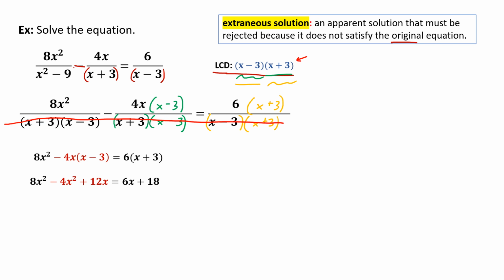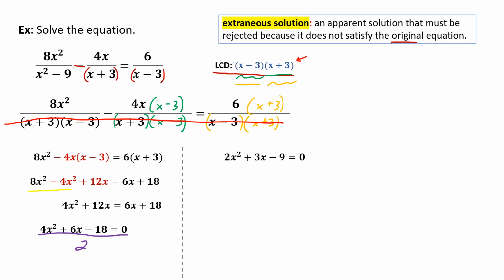All right, we can do that. We can distribute everything, combine the like terms. 8x squared minus 4x squared gives us 4x squared. Subtract the 6x, subtract the 18, bring everything to one side because we have a quadratic equation. And to make it easier, why not divide by 2? If all those numbers are even, I can divide by 2, and I'm left with 2x squared plus 3x minus 9.